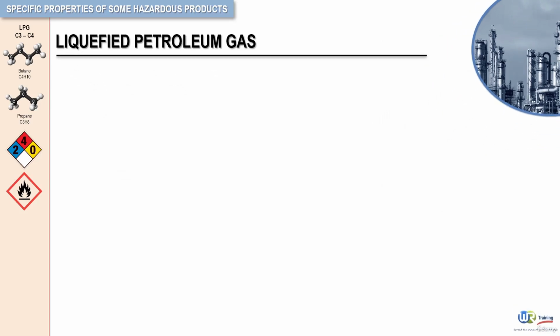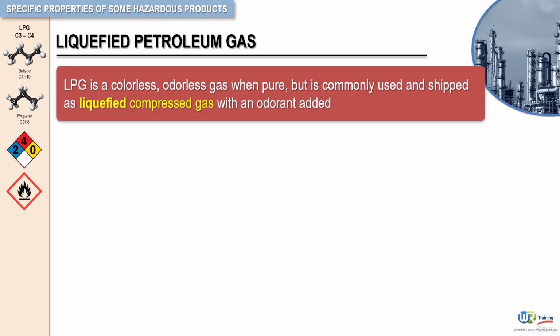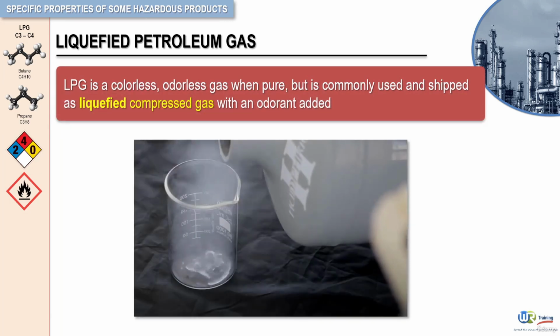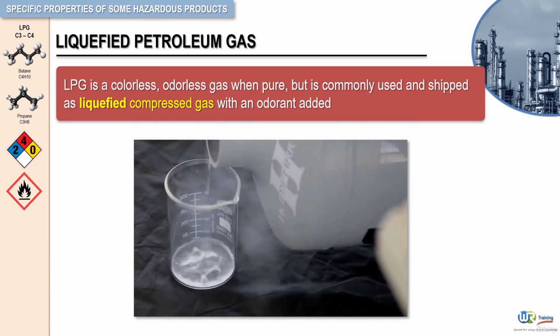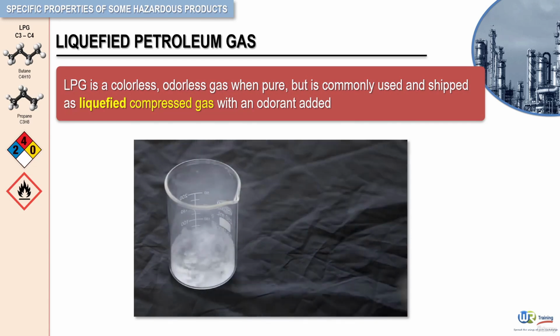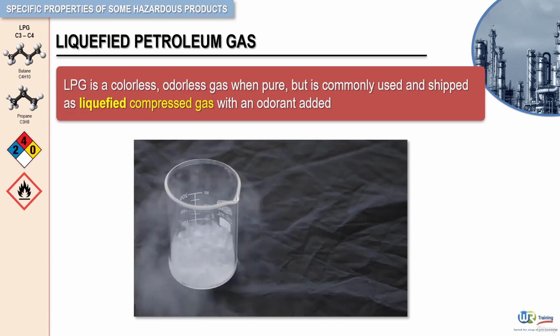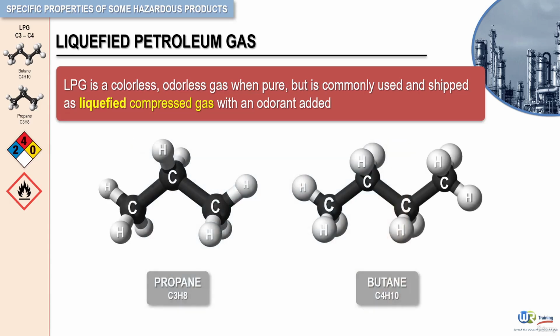Liquefied petroleum gas is a colorless, odorless gas when pure, but is commonly used and shipped as a liquefied compressed gas with an odorant added to it. Liquefied petroleum gas is a mixture of primarily propane and butane with smaller amounts of isobutane, butylene, and other hydrocarbons. It is used as a rocket fuel, aerosol propellant, auto fuel, refrigerant for heating, and in cigarette lighters.